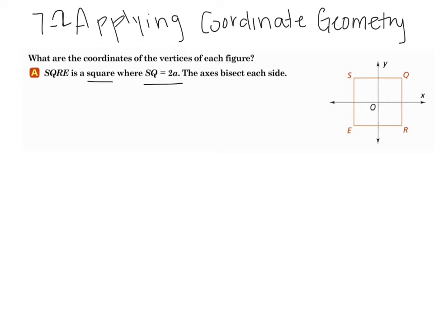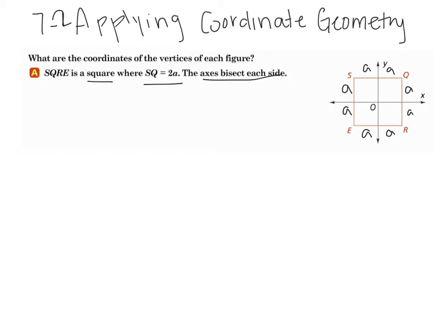We know that the axes bisect each side. So that makes Q split up into two equal parts. These are congruent, and these are congruent. Now that's important to know because when we're trying to find where the coordinates are, knowing that those are all the same, it's going to make it a lot easier. Now, the length of SQ is 2A, and because SQ is bisected, that makes each side A. So this is A, all the way around. Remember that it's a square, so each side is congruent, and each side is bisected, so each portion has a distance of A.